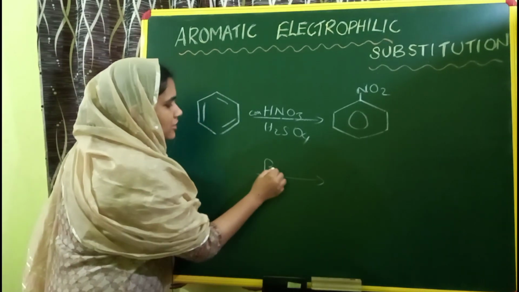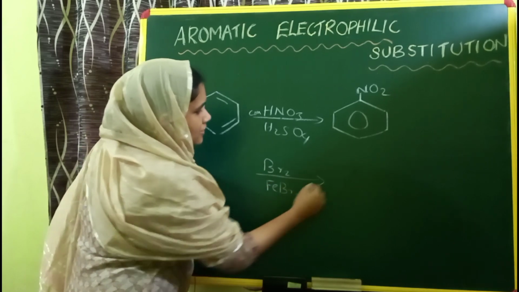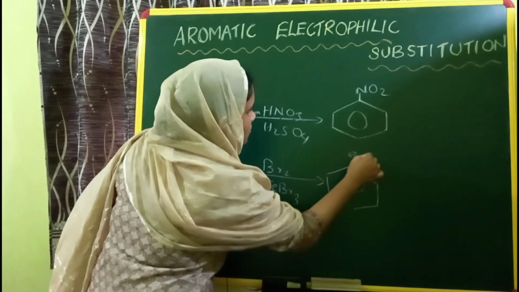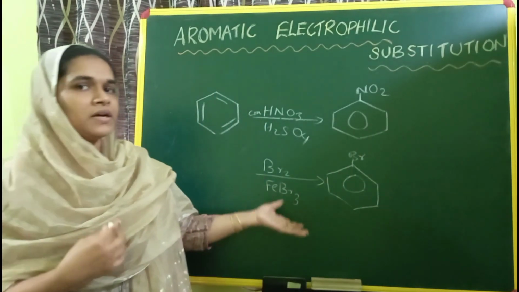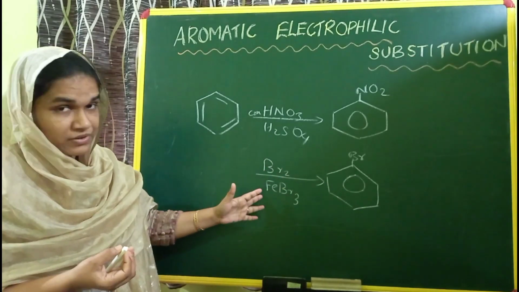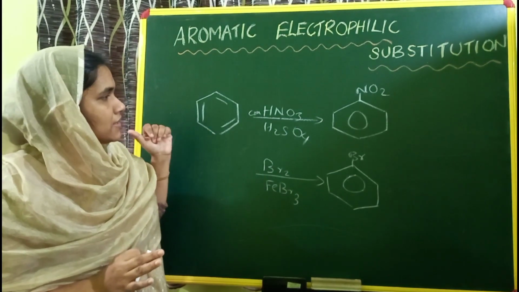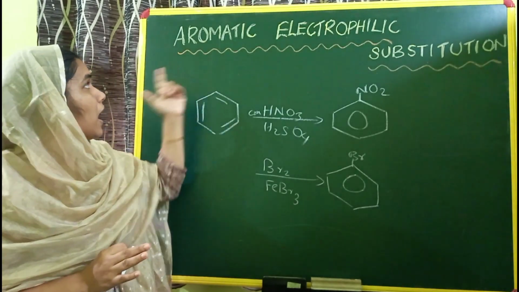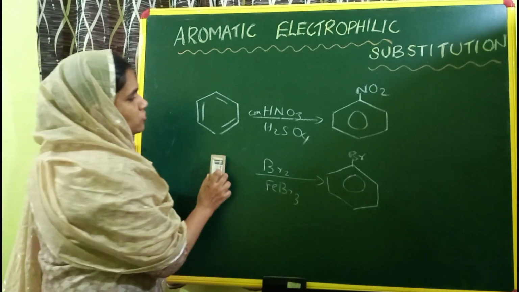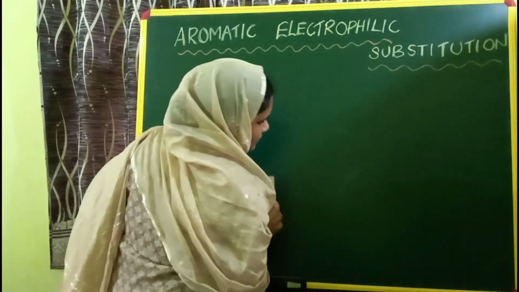Similarly, when it is treated with halogen in presence of FeBr3, then a bromo substituted product may be obtained. Mono substituted, di-substituted, tri-substituted products can also be formed. At very low temperature, mono substituted product always results. Such reactions are called aromatic electrophilic substitution reactions. So let us move on to the mechanism of aromatic electrophilic substitution reaction.